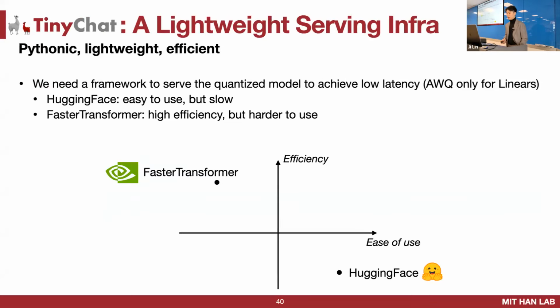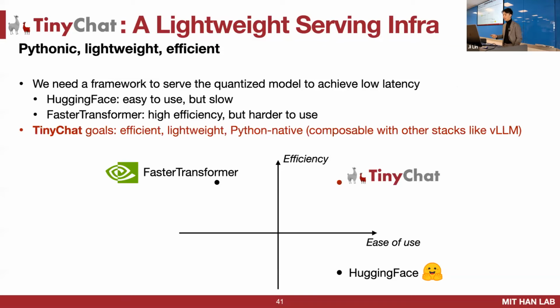Similarly, as with SmoothQuant, we also need to build an efficient system so we can convert the theoretical savings into realistic speedup. This is TinyChat, work done with my lab mates. There are two kinds of serving systems. One is FasterTransformer from NVIDIA, which is high performant, but also kind of hard to use. While HuggingFace excels at usability, the efficiency is actually quite low. So TinyChat aims to bridge the gap between the two dimensions, providing an efficient, lightweight, and Pythonic solution.